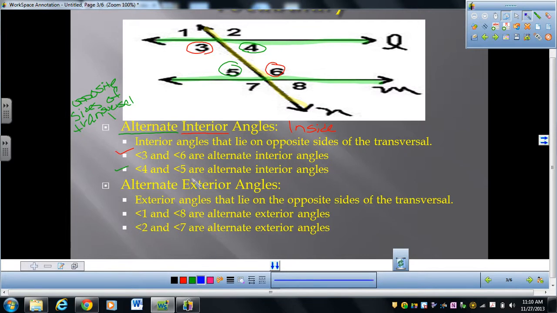Then you've got alternate exterior. That word right there tells you that they have to be outside the parallel lines. And then this word right here tells you that they have to be on opposite sides of the transversal, just the same as the alternate interior angles, except these are outside.